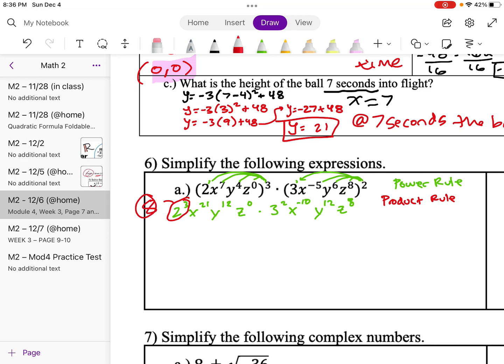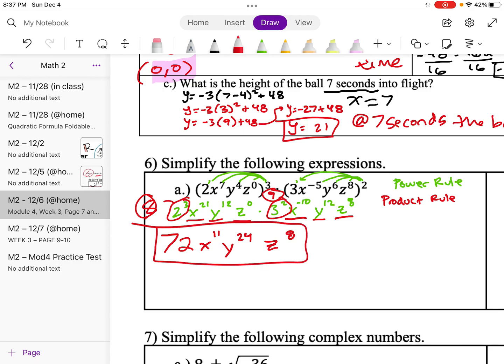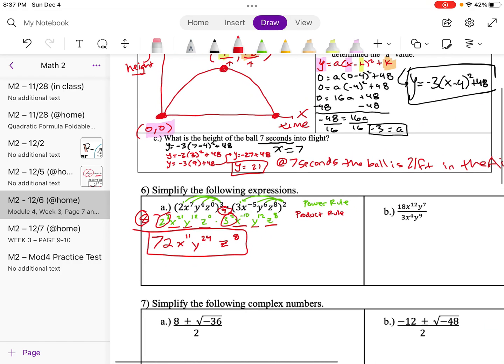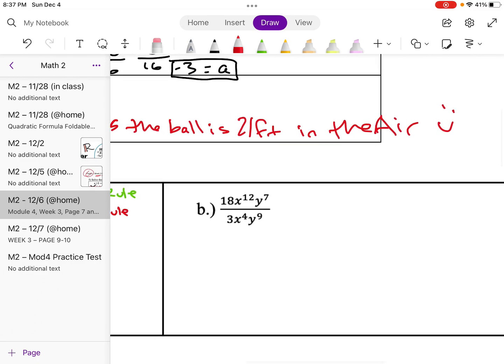So this right here is actually 2 times 2 times 2, which is 8. And this is actually 9. So I got 8 times 9, which gives me 72. X to the 21st, x to the negative 10 becomes x to the 11. So I just add them. Y to the 12, y to the 12 becomes y to the 24th. Z to the 0, z to the 8 becomes z to the 8. And we're done. This next one, I'm going to start by doing the quotient rule.